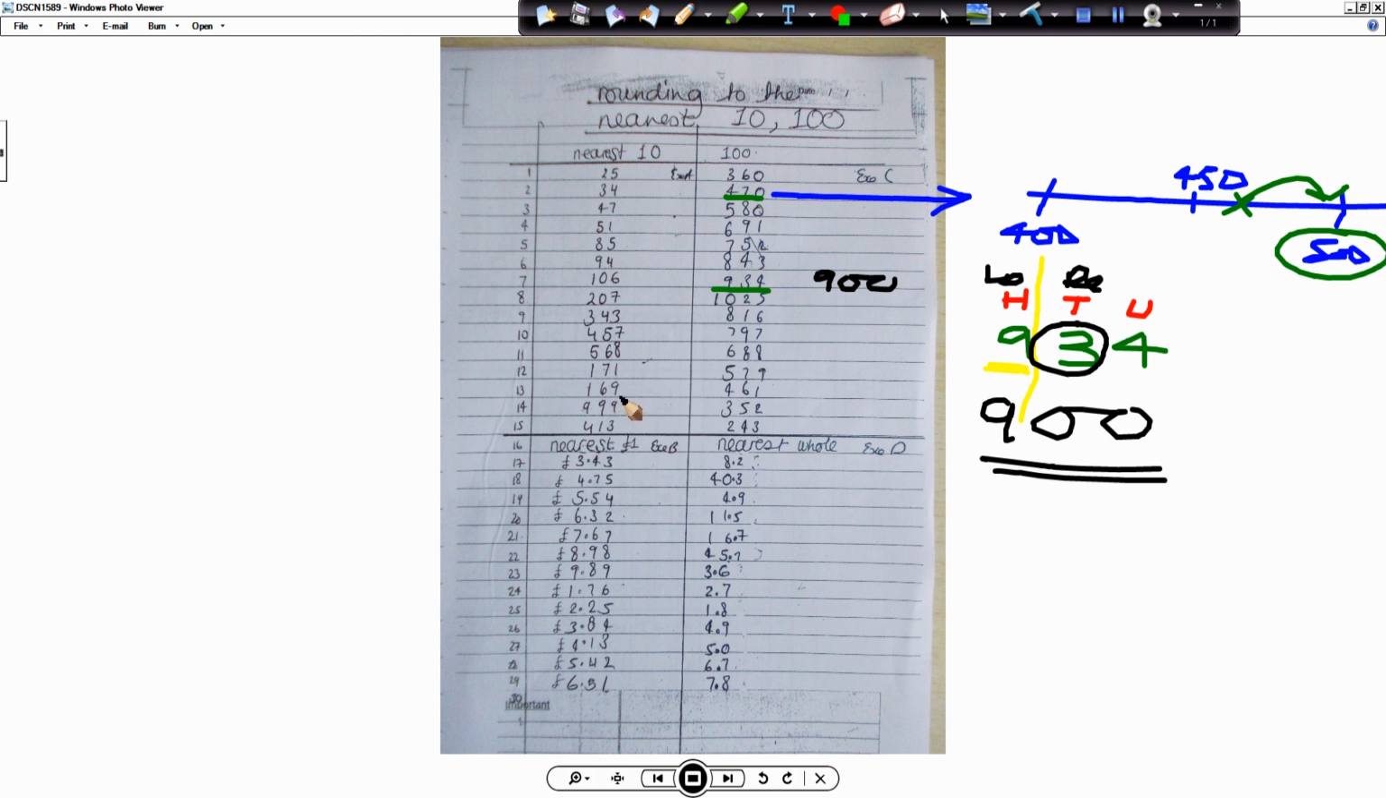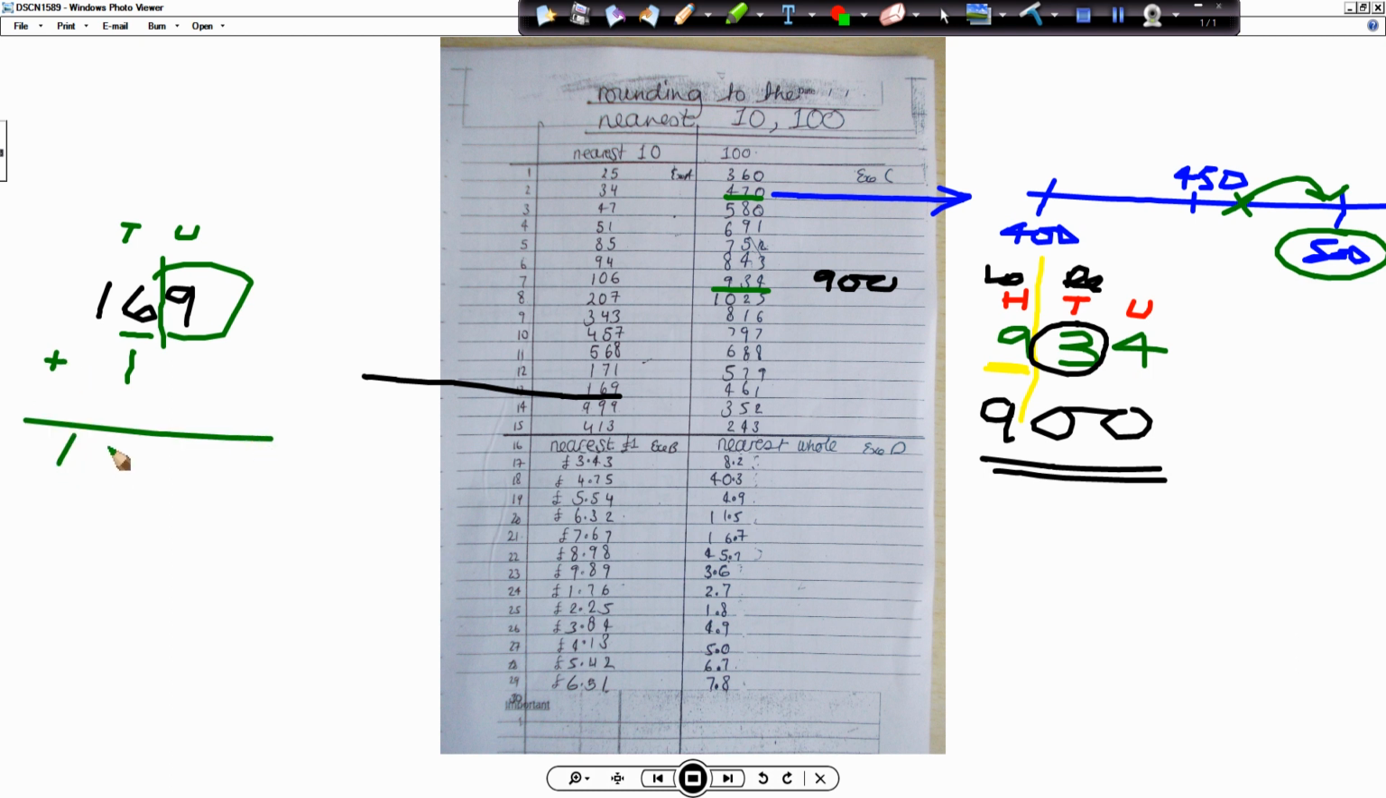Let's have a look at this number here, 169. We're going to round off to the nearest 10. So we look at the 6. We put a line down here and we look at this number here. This is the decider. This is our units. This is our tens. So is this 5 or more? Yes. What do we do to the number 6? Add 1. Round it up.